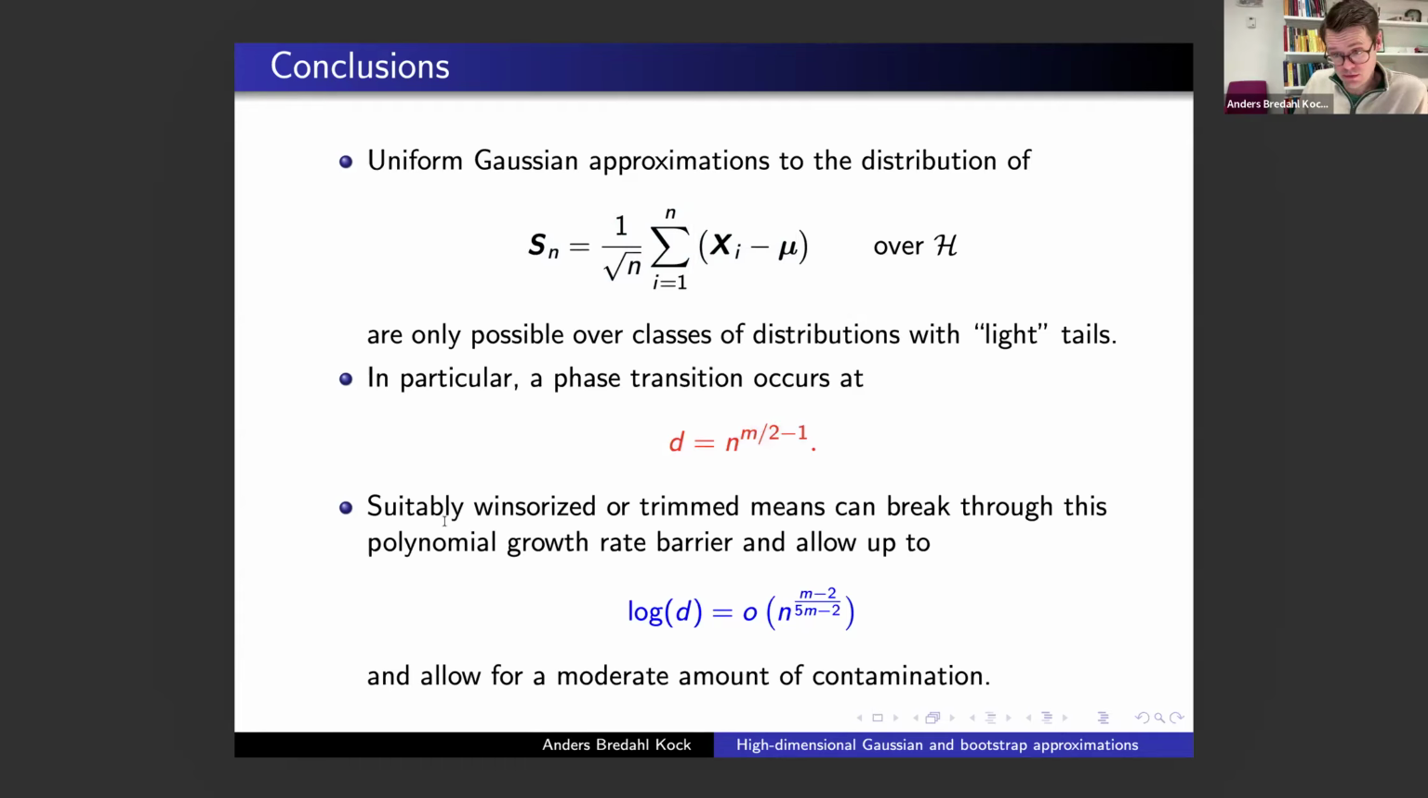However, for Winsorized means, one can have the dimension grow at an exponential growth rate in n. What I want to do now in the last 5-10 minutes of the talk is to give some consequences for hypothesis testing of these two results here.